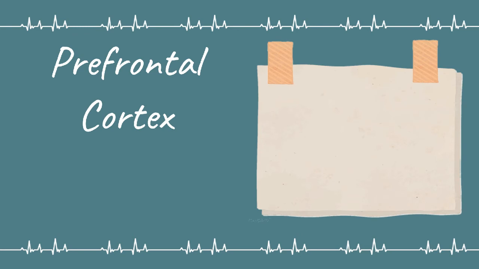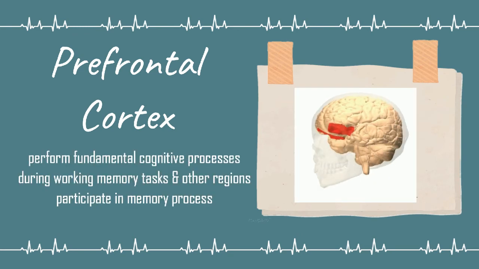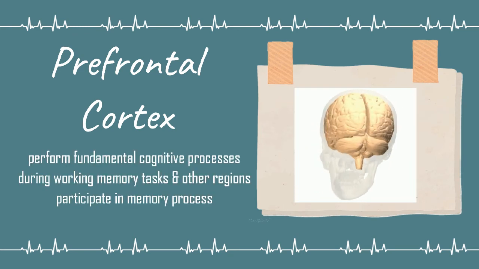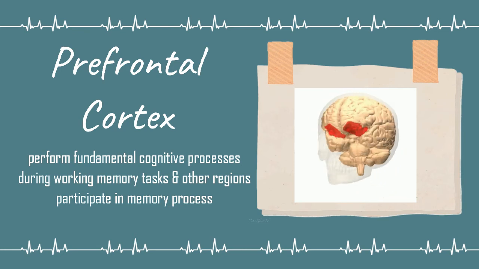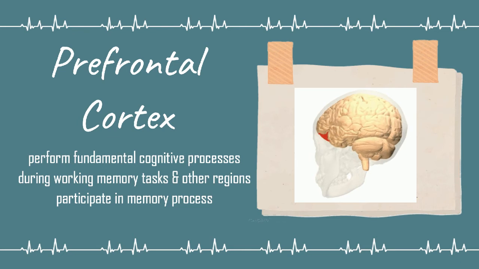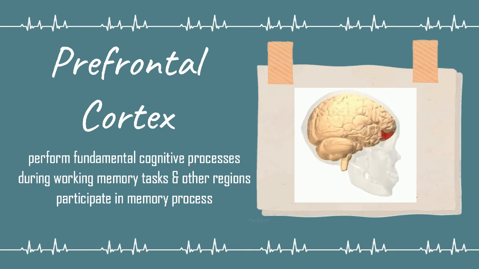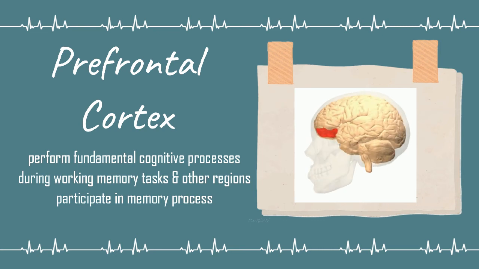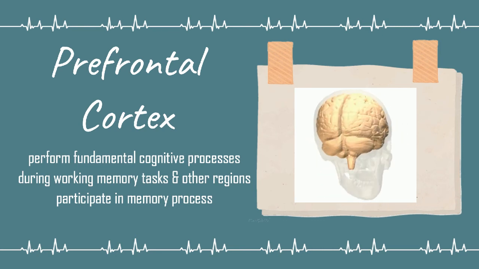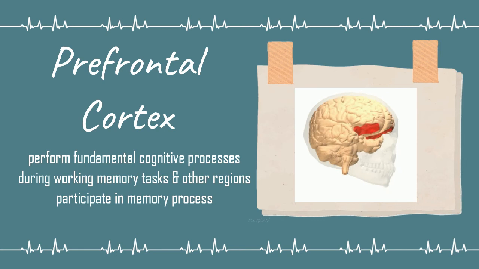Next is the prefrontal cortex. This is the area of the frontal cortex anterior to motor cortex. Different parts of the prefrontal cortex play different roles in memory. Some regions of the prefrontal cortex seem to perform fundamental cognitive processes during working memory tasks, and other regions of prefrontal cortex participate in other memory processes.